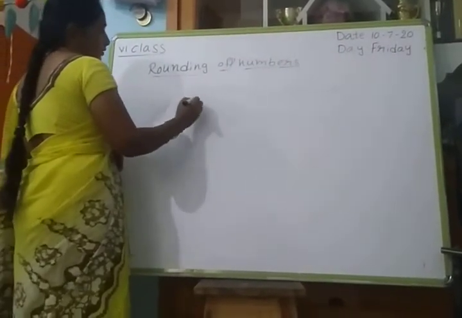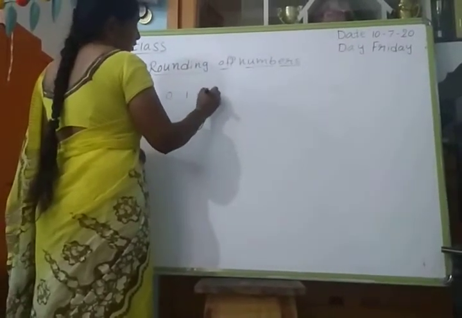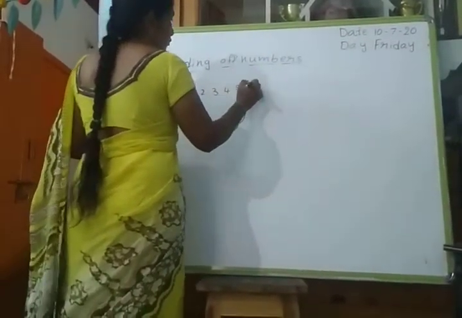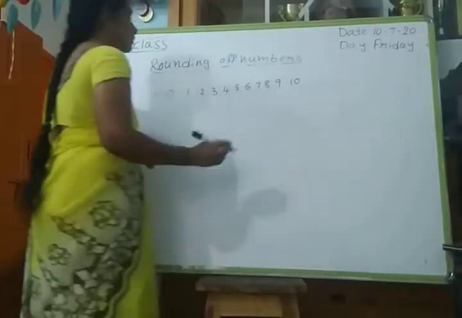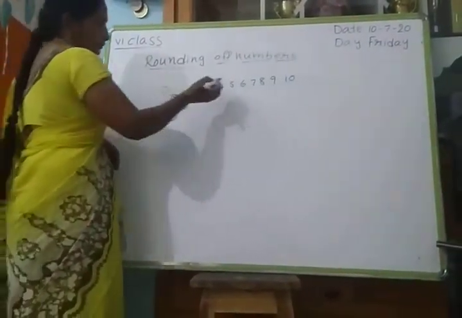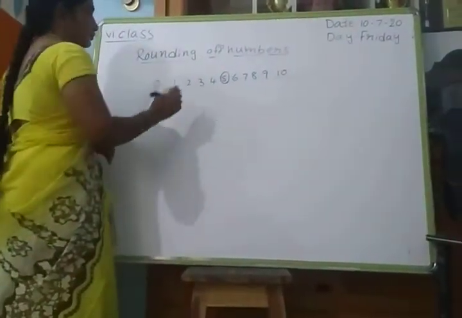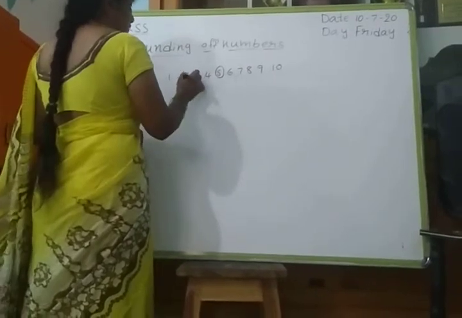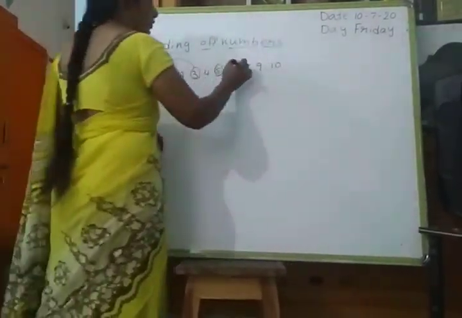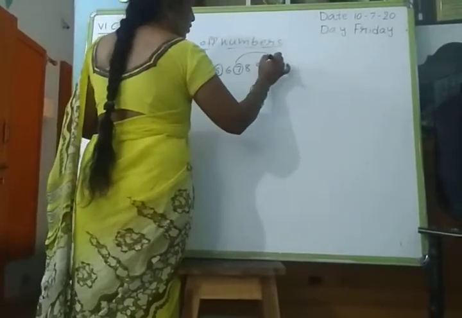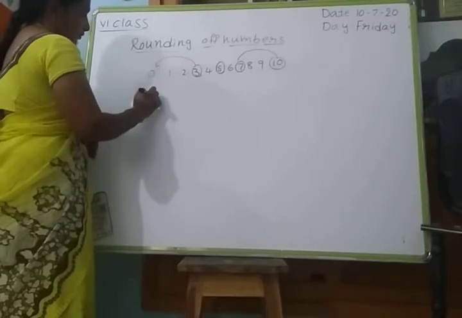For example, if you take 0, 1, 2, 3, 4, 5, 6, 7, 8, 9, 10. See here, 5 is exactly the middle. 3 is closer to 0. 7 is closer to 10. Like this, one more example.